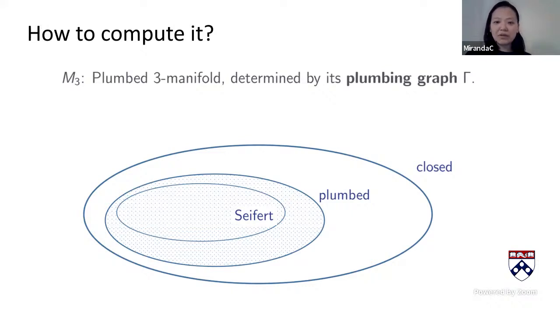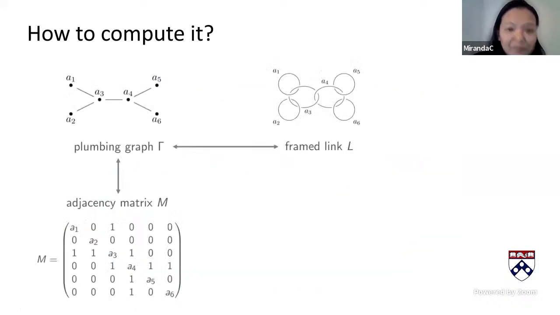These are the three-manifolds called plumbed manifolds, which are determined by the so-called plumbing graph, which is a weighted graph. So it's a graph with a weight, and a weight is an integer associated to each node of the graph.